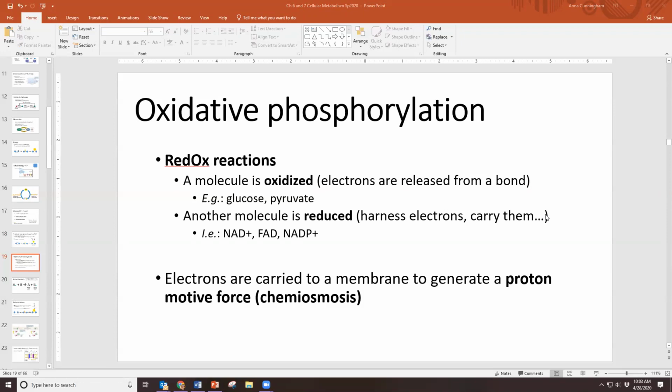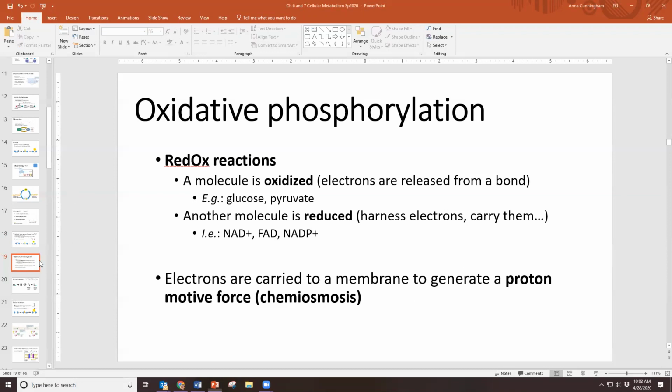Remember I said oxidative phosphorylation has two parts. The first part is releasing that electron. The second part is carrying that electron to a different part of the cell, where that electron will be used to generate an electron transport chain. So oxidative phosphorylation is a type of phosphorylation that involves an electron transport chain. And that electron transport chain generates a proton motive force, which is going to give us a different type of energy. That's a lot of terms, but we're going to go through it.